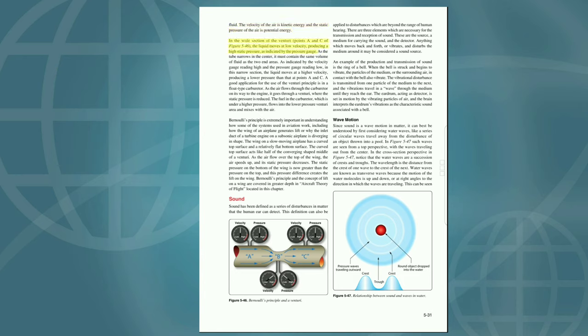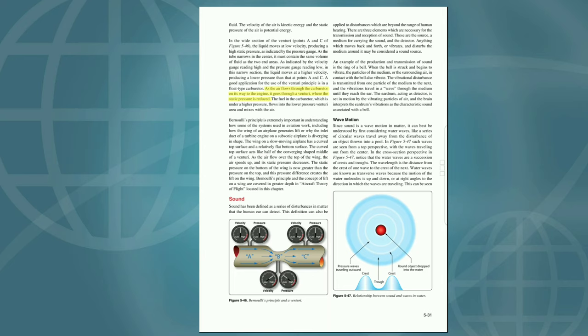In the wide section of the venturi, points A and C of Figure 5-46, the liquid moves at low velocity, producing a high static pressure, as indicated by the pressure gauge. As the tube narrows in the center, it must contain the same volume of fluid as the two end areas, as indicated by the velocity gauge reading high and the pressure gauge reading low. In this narrow section, the liquid moves at a higher velocity, producing a lower pressure than that at points A and C. A good application for the use of the venturi principle is in a float-type carburetor.